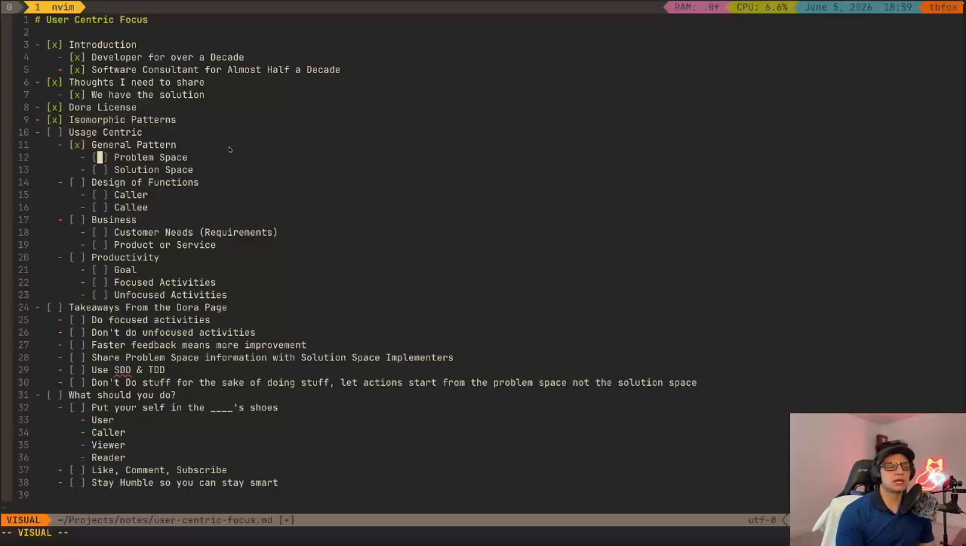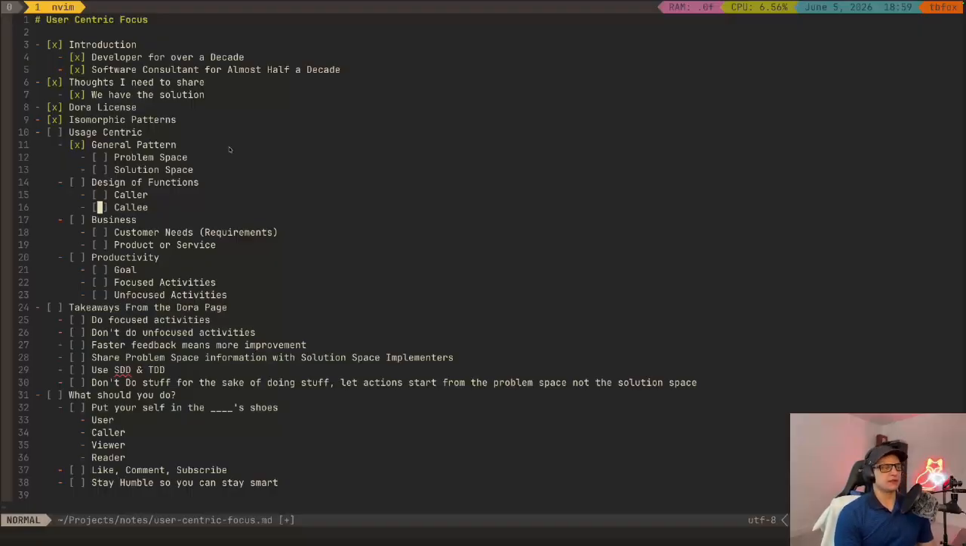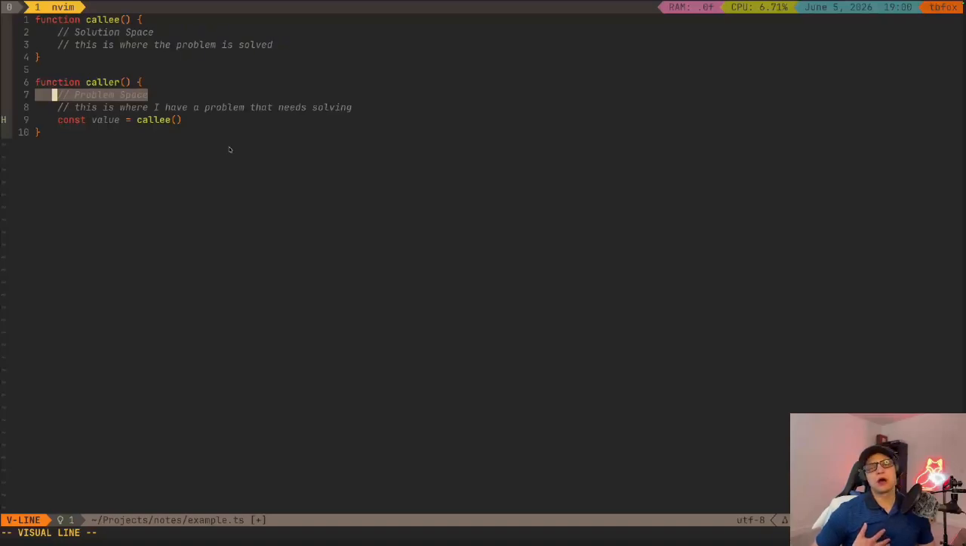The problem that I'm going to be talking about today is the problem space and solution space pattern. If I'm thinking about code specifically, the problem space is the caller and the solution space is the callee. If I am the caller, I have a problem that needs solved. If I'm the callee, I'm solving the problem of the caller.